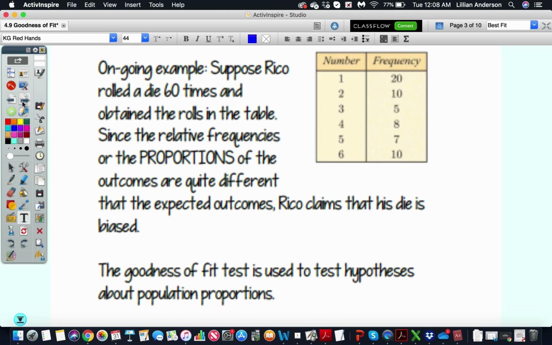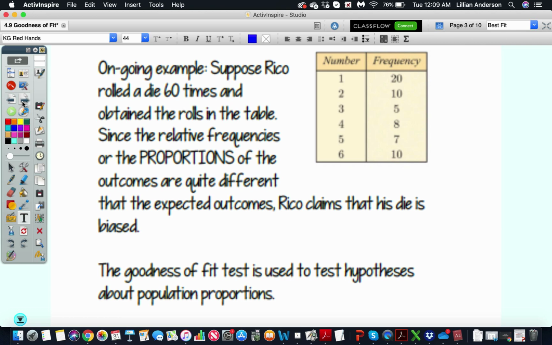Okay, so for example, and this will be the example that we use for the entire problem so you can see how the goodness of fit test goes, suppose Rico rolled a die 60 times and obtained the rolls in the table. Since the relative frequencies, or better, the proportions of the outcomes are quite different than the expected outcomes, Rico claims that his die is biased. Now, the goodness of fit test allows us to test the hypothesis about population proportions, as was stated before, and this is where you would do it here. So the type of question that would be asked is: use a goodness of fit test to determine if Rico's claim is valid, or something of that nature.